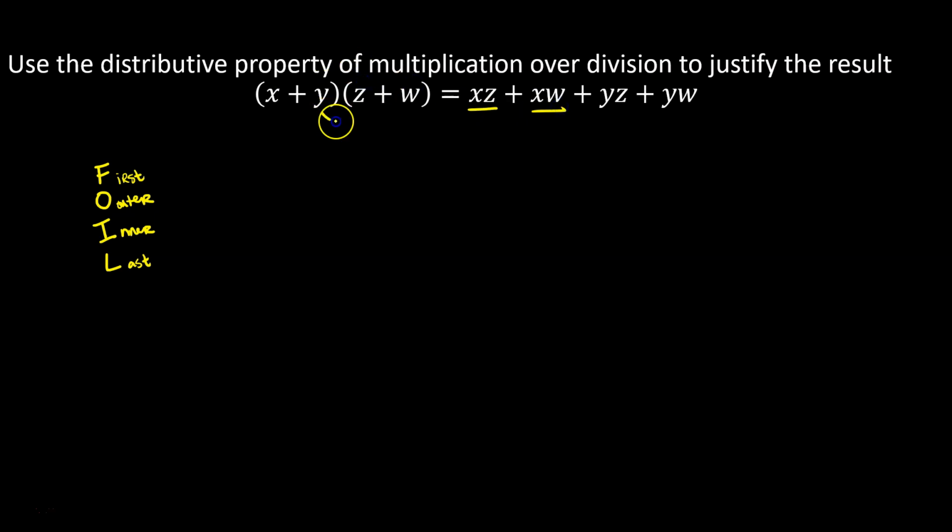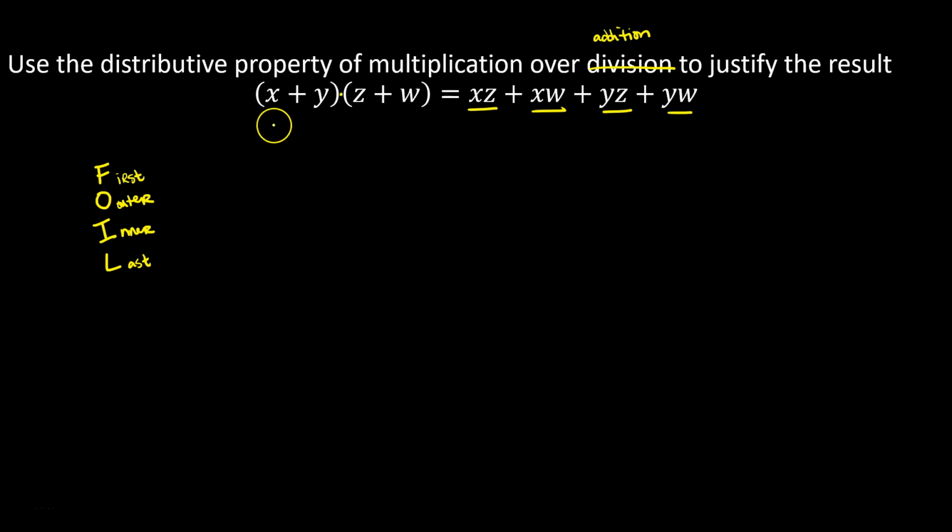I stands for the inner terms, y and z are on the inside, so that's our next term. And then our last terms. Y is the last term in the first group, W is the last term in the second group, so Y times W. So we can use our area model to justify this result, or we can use the distributive property to show that multiplication distributes over addition, not division. Typo there.